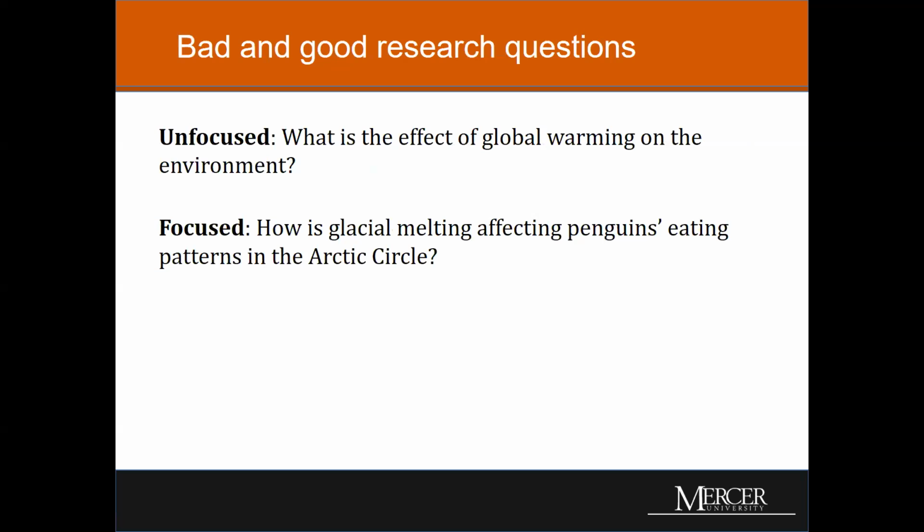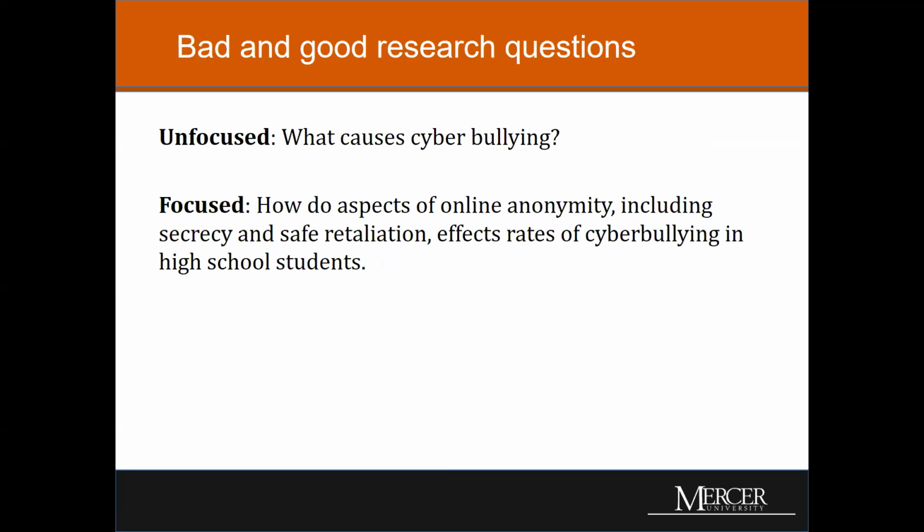So how is the glacial melting affecting, it's the wrong kind of affecting, it should be an E. How is glacial melting affecting penguins' eating patterns in the Arctic Circle? So there we have specific variables that we could actually measure. I can't really measure global warming. It's a broad concept that has like 100 different variables associated with it, right? So we need to say specific variables that you could operationalize and not just general concepts.